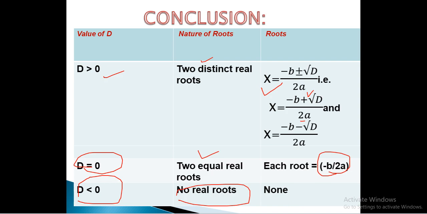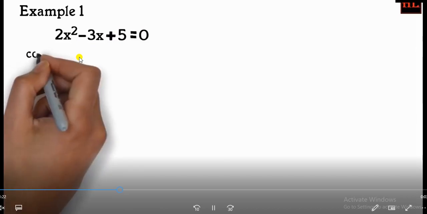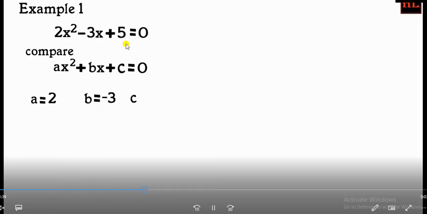Now let us solve some examples through which you will be clear how to find out the discriminant. Yes, so let us see that. We have example 1: 2x square minus 3x plus 5 equals 0. So the first step is you have to compare it with the standard equation. What is the standard equation? We have ax square plus bx plus c equals 0. Now a equals 2, b equals minus 3 and c equals plus 5.